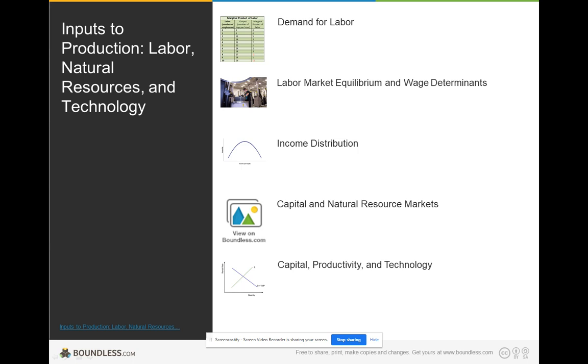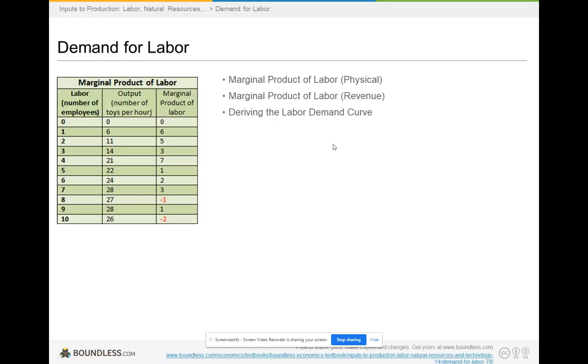So today we'll be talking about labor, and the slide says inputs to production. So let's talk about the factors of production: labor, natural resources, which is often called land, and technology, which includes capital. So land, labor, and capital. We'll be concentrating on the labor part in particular.